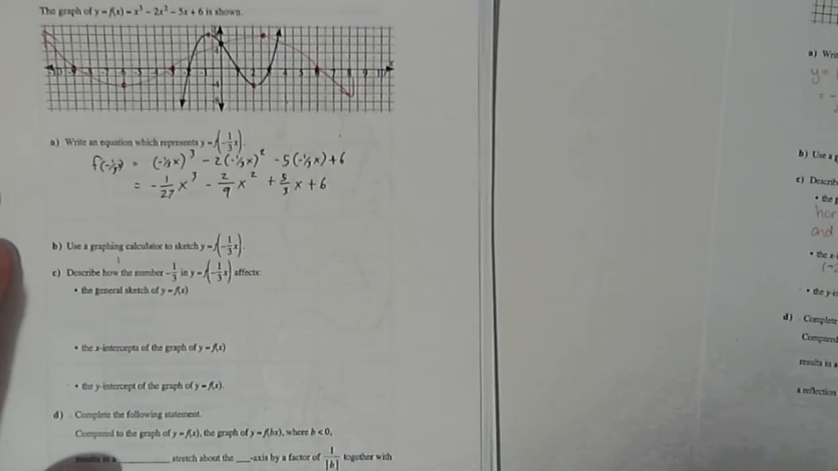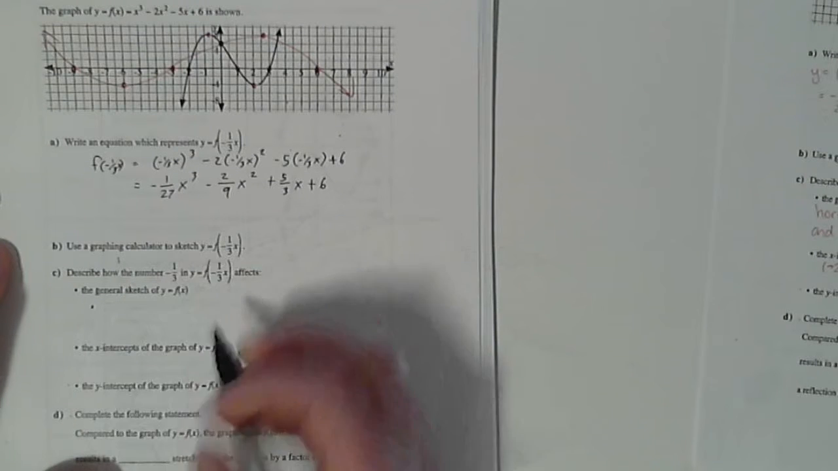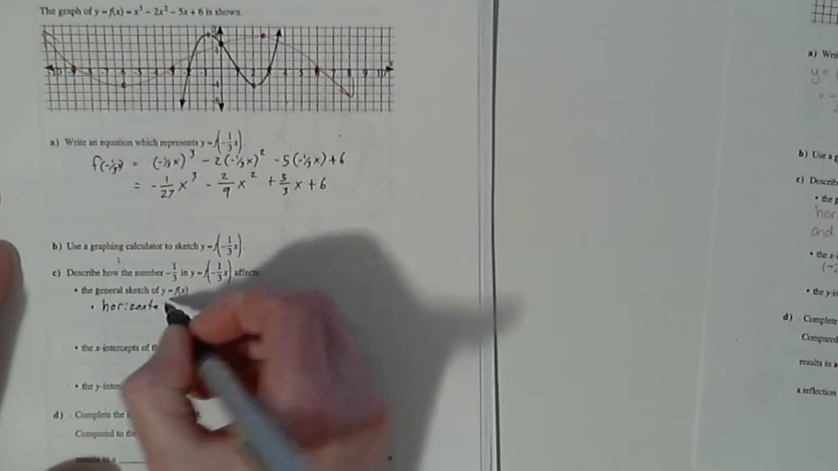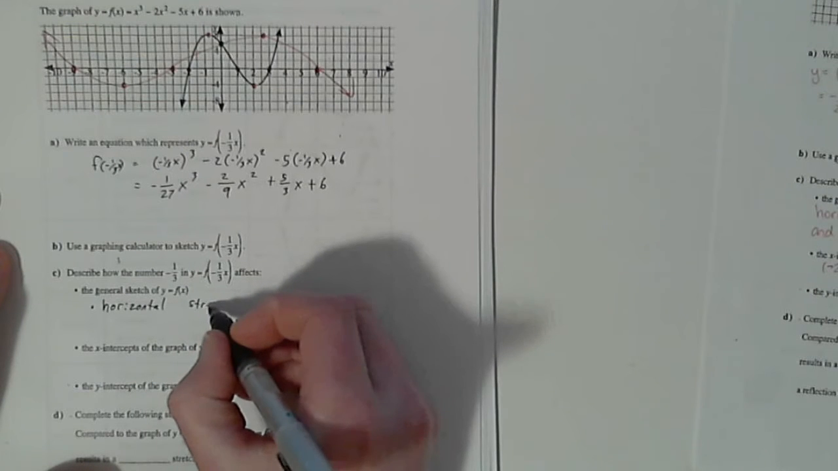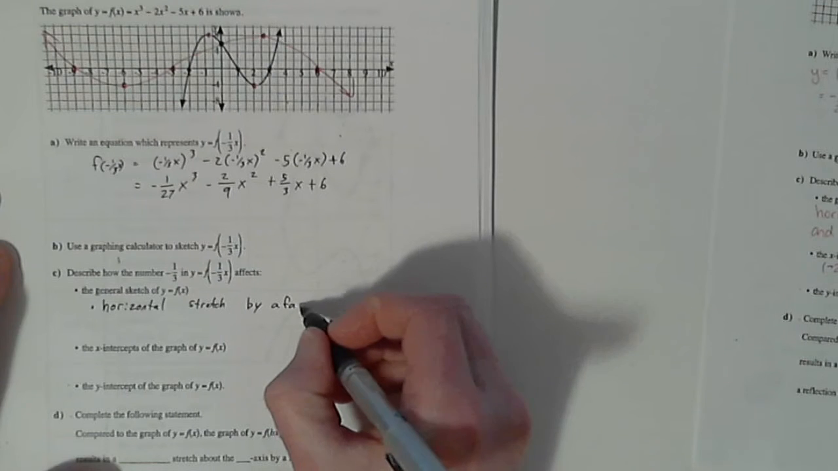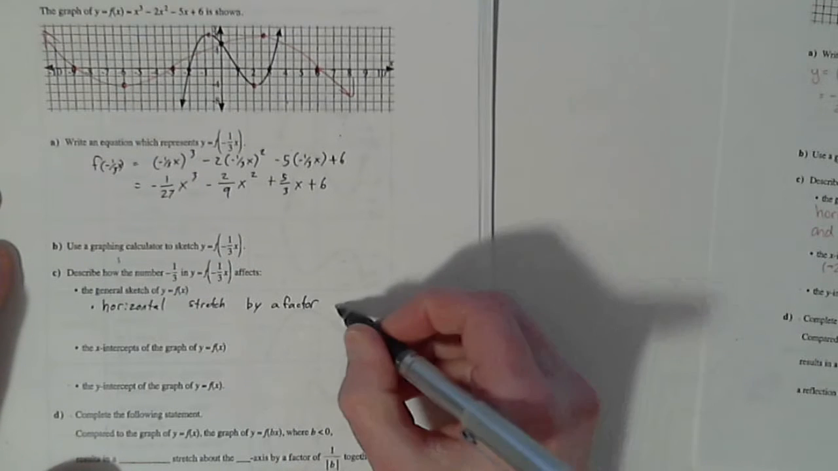So, describe what negative a third does to the graph. Well, this is again 2 points. The first one is a horizontal stretch by a factor of 3. Horizontal stretch by a factor of 3.